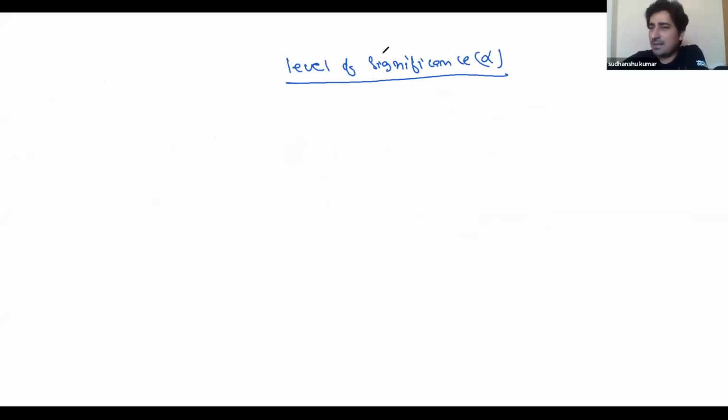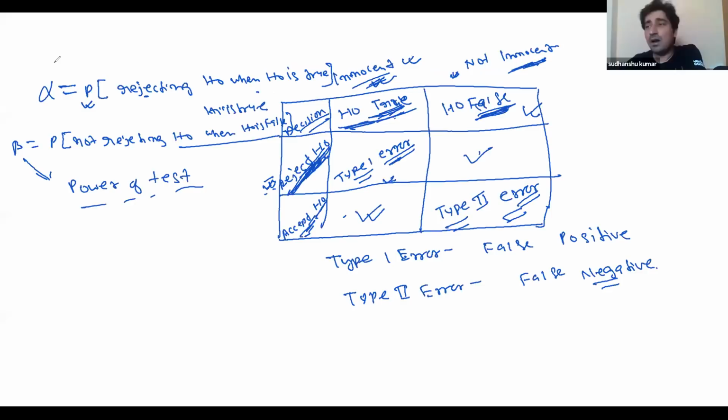So what is alpha? Alpha is the probability of a type 1 error. Whenever I ask you, you have done some test, now give me the level of significance, the level of significance alpha is the probability of getting a type 1 error. Simple. Beta is the probability that you will get a type 2 error, and alpha is the probability that you will get a type 1 error.